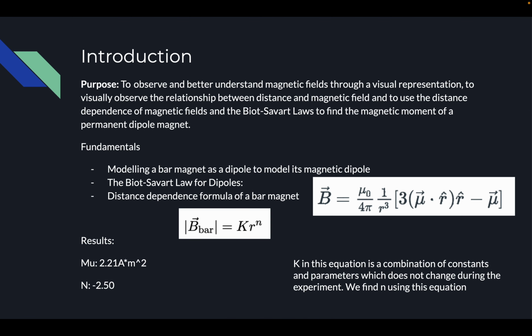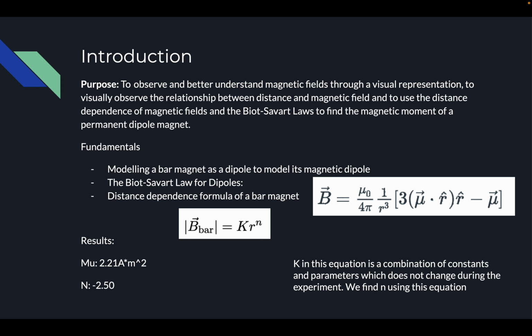The purpose of this lab was to observe and better understand magnetic fields through a visual representation, to visually observe the relationship between distance and magnetic field, and to use the distance dependence of magnetic fields and the Biot-Savart law to find the magnetic moment of a permanent dipole magnet.